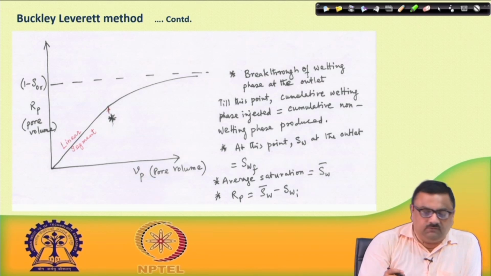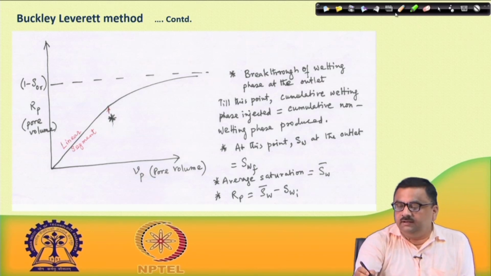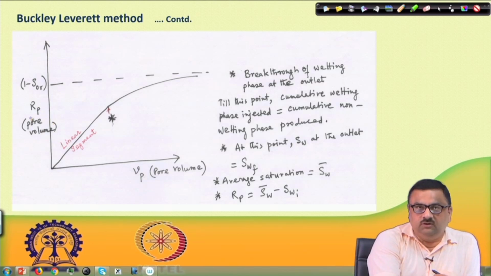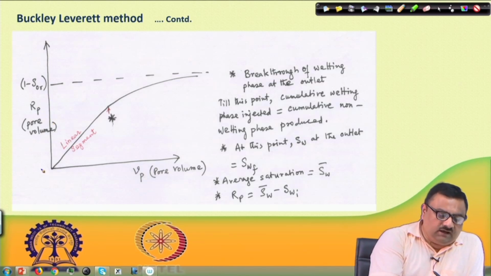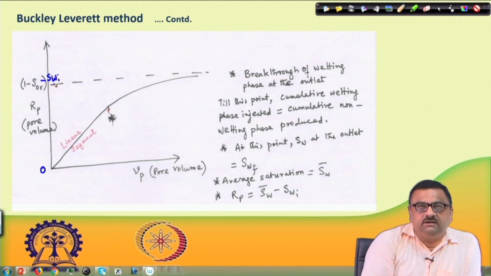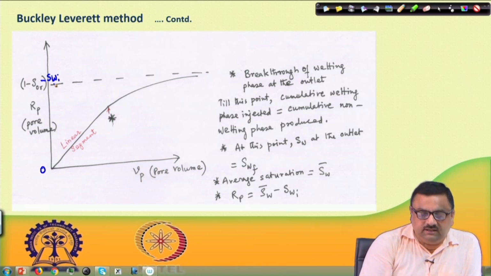So, this simplified the process much, and beyond this point what we said is that production of oil from this porous medium would be, so this is Rp as a function of pore volume. If we are starting from 0 here, Rp production would be 1 minus Sor minus Swi, because originally the oil in place is 1 minus Swi, and out of that Sor fraction has to be left at the end.